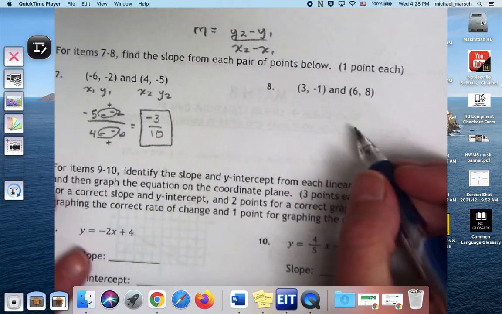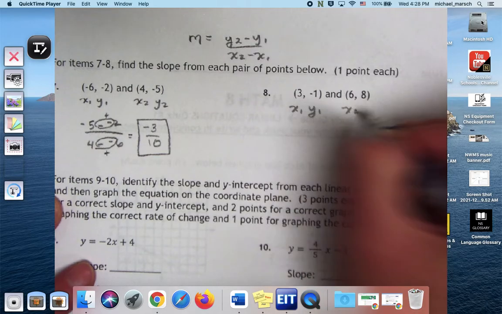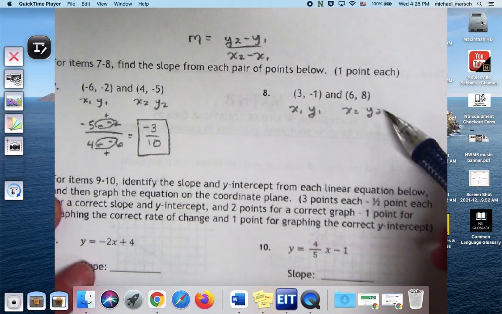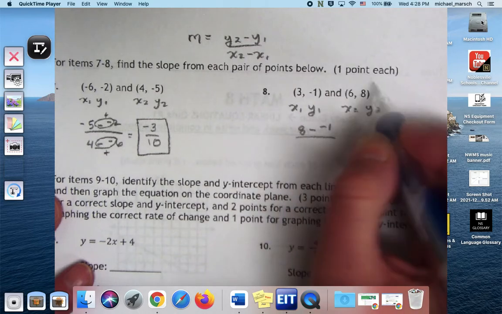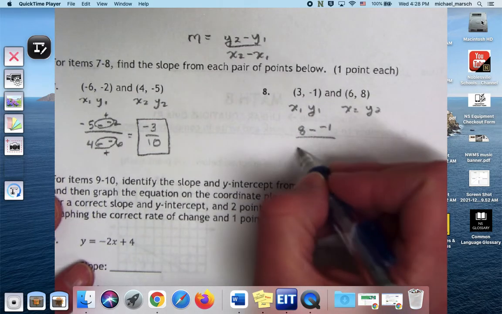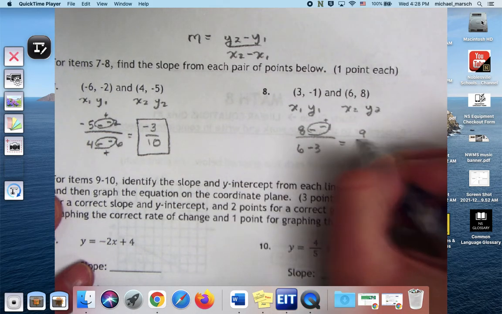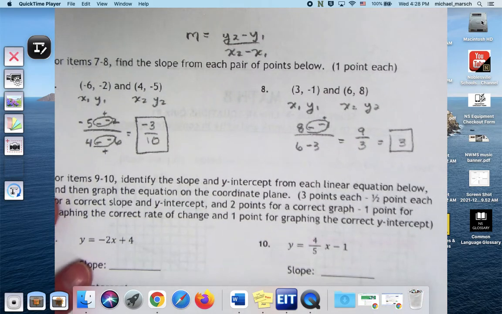All right. For this one, same thing. I'm going to label x1, y1, x2, y2. I will tell you that the students that label these are less likely to miss them. I'm just going to throw that out there. So I have 8 minus negative 1, y2 minus y1, 6 minus 3. These end up adding, so I get 9 over 3, which simplifies to 3. Or you could have 3 over 1. That's fine as well.